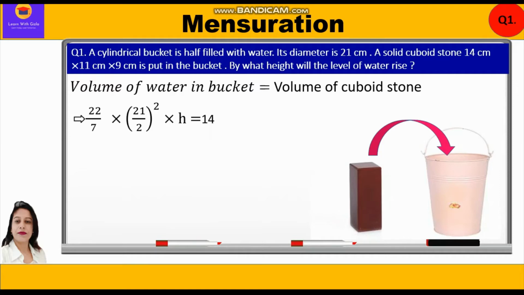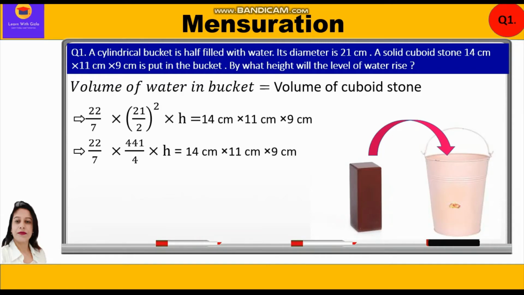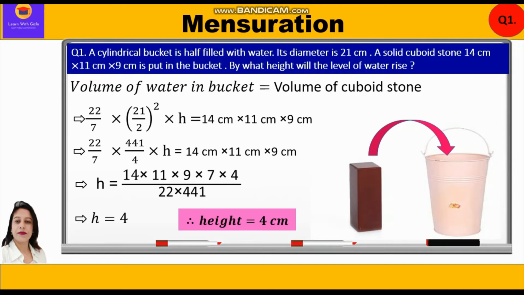We will write 22 by 7 into 21 by 2 whole square into h is equal to 14 into 11 into 9. Further we will solve and write 22 by 7 into 441 upon 4 into h is equal to 14 into 11 into 9. Now we shall cross multiply and we will write h is equal to 14 into 11 into 9 into 7 into 4 upon 22 into 441. Now when we'll solve it, we'll get 4 centimeter as the height. So this is how we have calculated the level to which the water rose when the cuboid stone was immersed in the bucket. Now let's move to question number 2.